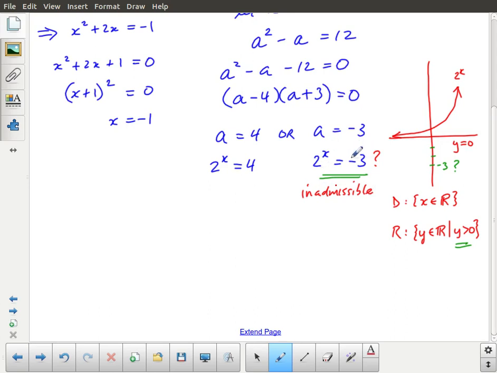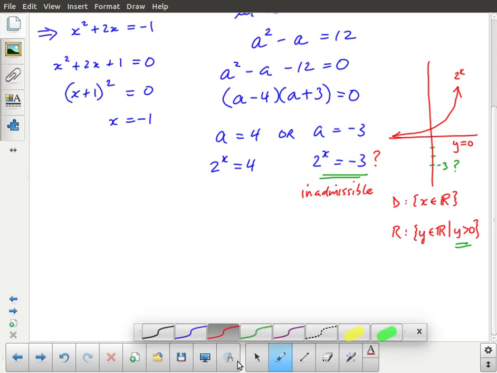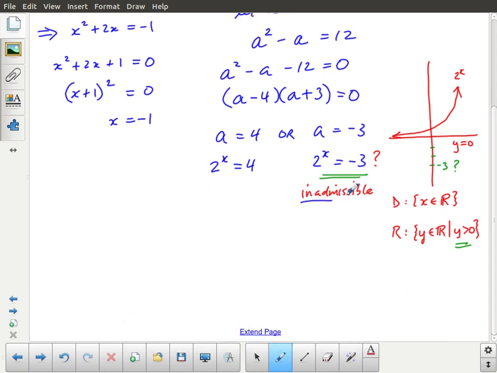So this solution is no good, so we don't bother proceeding anymore. We write inadmissible, or we use inad for short. Or another thing we might say here is reject, since 2 to the x is greater than 0. So I'm basically saying I'm throwing away this branch.